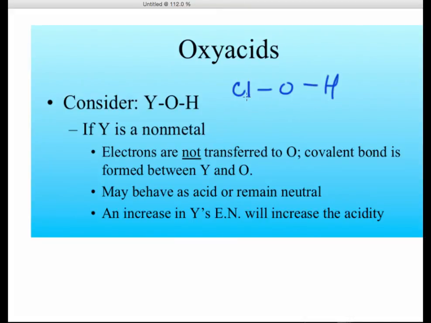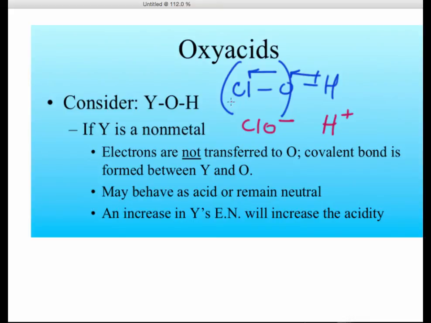Now if we compare that to the chlorine one, if I substitute in chlorine with oxygen and hydrogen, well now chlorine's even better at pulling electrons than oxygen, so electrons are moving in this direction, and we end up with a buildup of electrons on this side, and the hydrogen ion is standing alone with a positive charge. So what we end up with is ClO minus and a hydrogen ion.